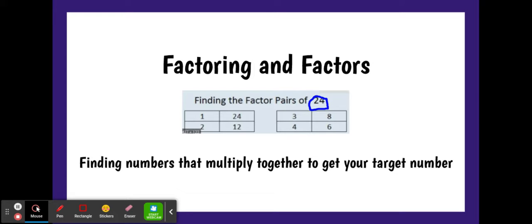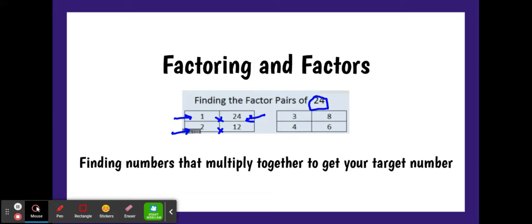How I might start thinking about it is, okay, I know 1 is a factor of every single number, because 1 times our target number, 24, will get me to 24. So both the numbers 1 and 24 are factors of 24. These two numbers together, 1 and 24, are what we call a factor pair because together they multiply to get to 24. Another factor pair of 24 is 2 and 12, because 2 times 12 gets me to 24. So again, I know that both the numbers 2 and 12 are factors of 24.